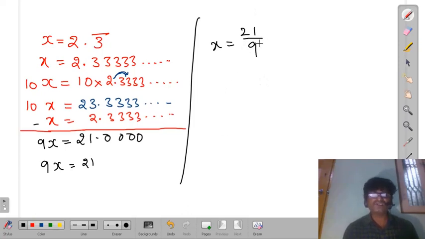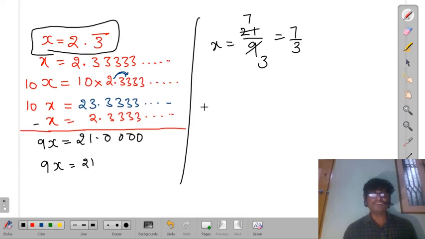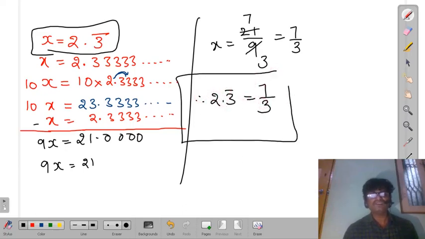You can simplify this one. 21 is 3 times 7, and 9 is 3 times 3. So this is equal to 7 by 3. So x equal to 7 by 3. What is x here? This is 2.3 bar. Therefore 2.3 bar is equal to 7 by 3. Like that we can convert a non-terminating repeating decimal number into fractional form.